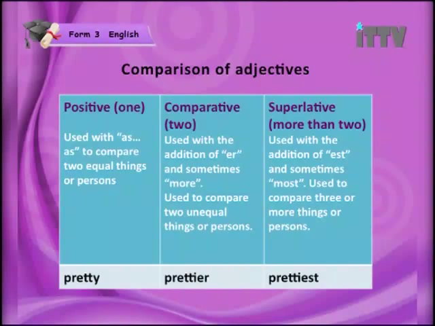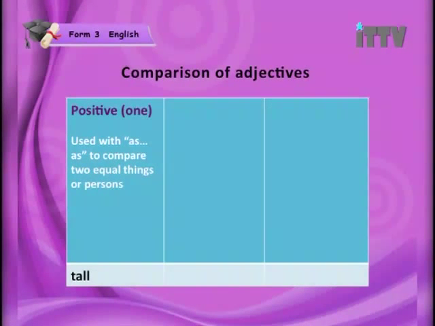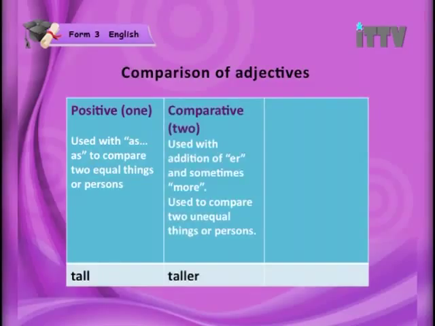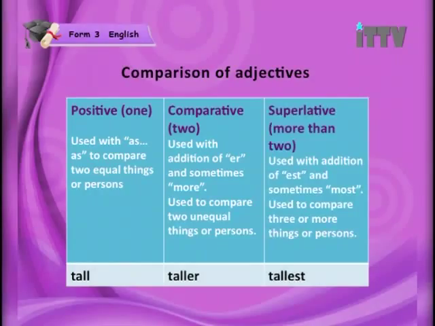Next, positive tall, used with as dash dash as to compare two equal things or persons. Now the comparative of tall, that means we have two persons, it becomes taller. Next, you have superlative, that's more than two, used with addition of est and sometimes most. In this case, tall, taller, tallest is est. Right?